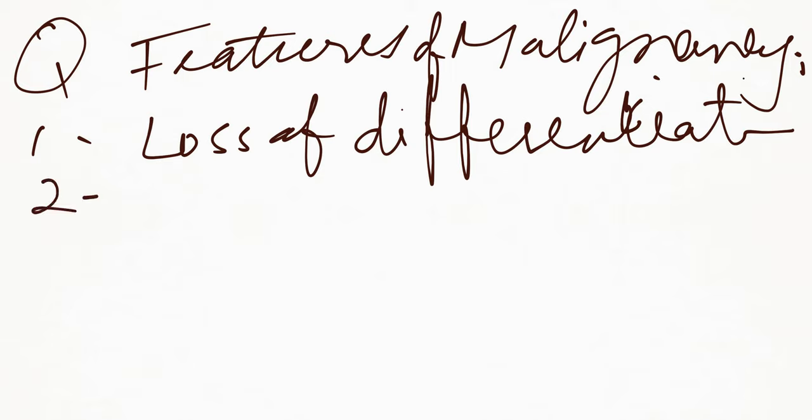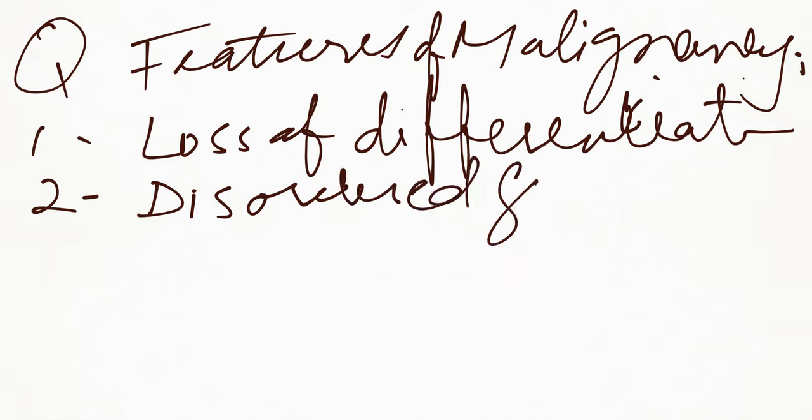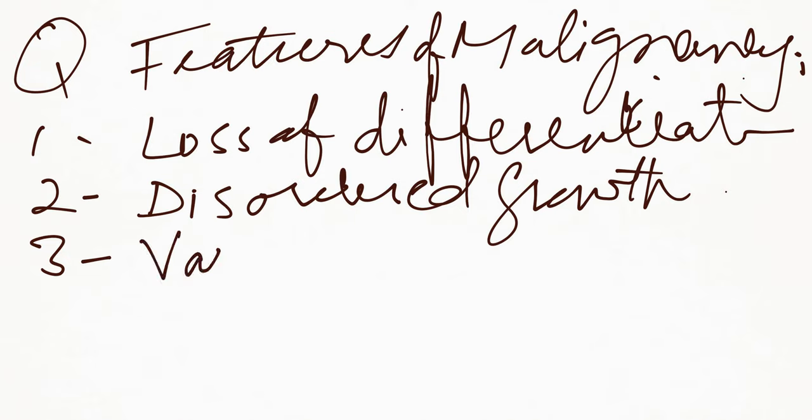Okay, anaplastic carcinoma is the worst and the most undifferentiated type. Okay, so this is the first point. The second point that you want to know is that there will be a disordered growth pattern. Okay, so the growth of the cancer is not regular like the growth of the normal cells. Okay, so the third thing is that there will be some variabilities in the cells, and we can connect these variabilities together.